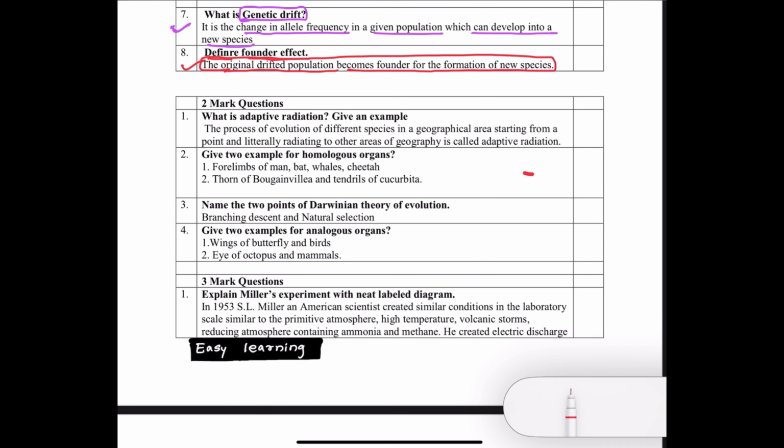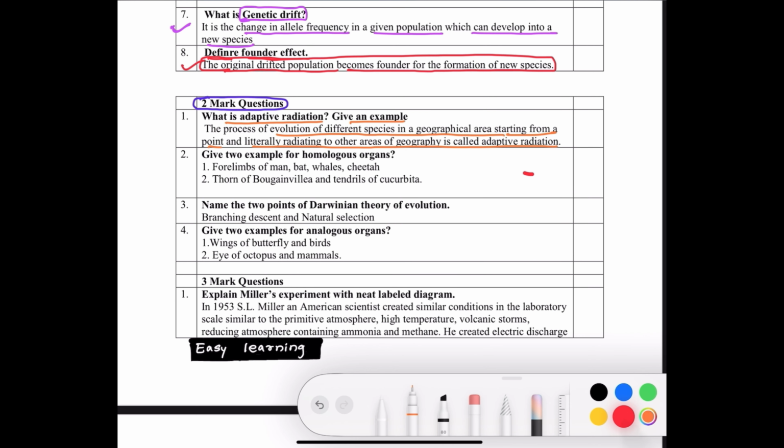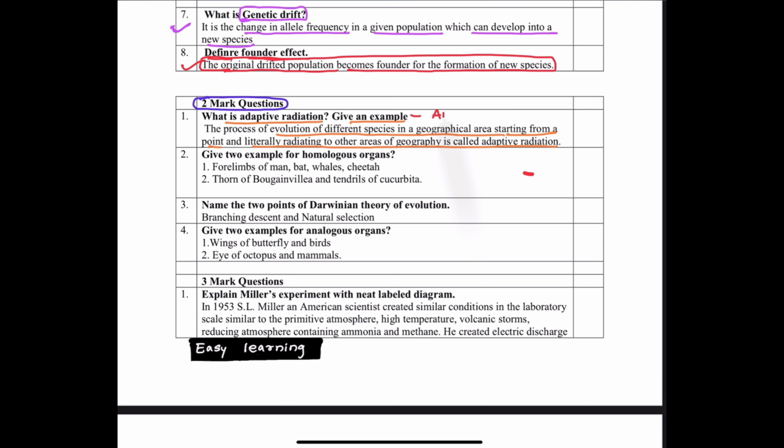Next, 2 mark questions. First one. What is adaptive radiation? Give an example. The process of evolution of different species in a geographical area, starting from a point and literally radiating to other areas of geography, is called adaptive radiation. Example: Australian marsupials, Darwin's finches, placental mammals.